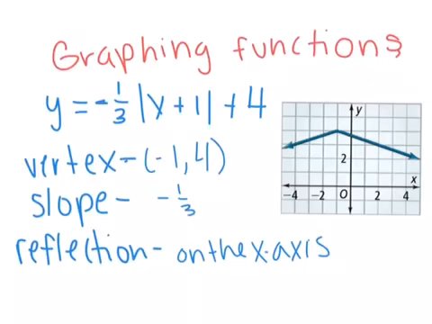Then, as you graph it, you can see the vertex (-1, 4), the slope -1/3, and that this is reflected on the x-axis. You can also see that the axis of symmetry is x equals -1, because on the graph it is at -1.